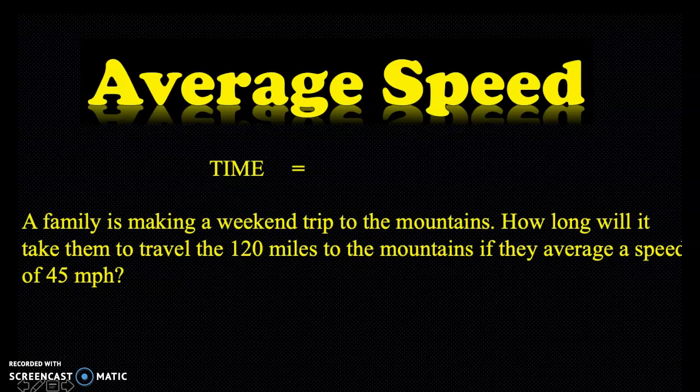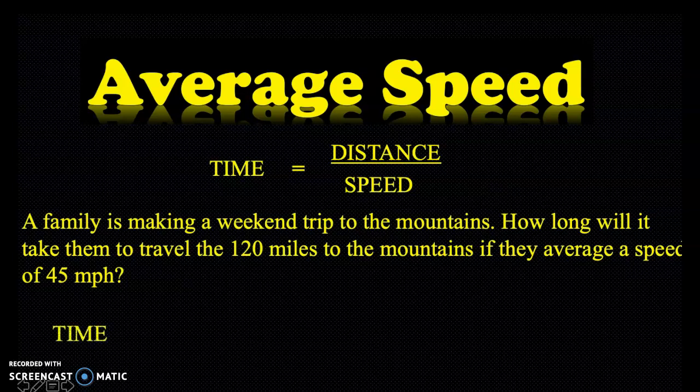It says a family is making a weekend trip to the mountains. How long would it take, that is time, to travel 120 miles if they average a speed of 45? So how do I find time? I know speed is equal to distance divided by time. Time is simply distance divided by the speed. Okay, some basic algebra here that you guys should have already learned. But again, time is simply distance divided by speed.